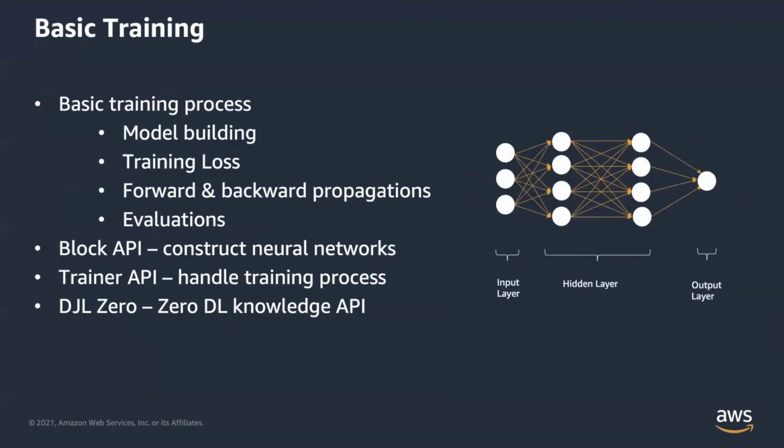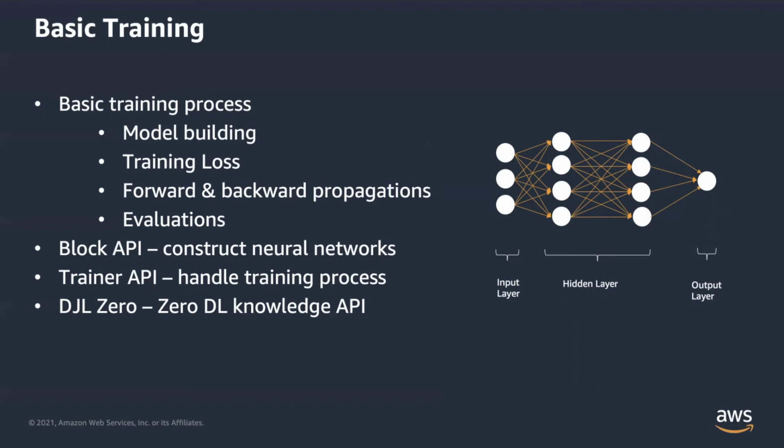Next, let's talk about some basic deep learning concepts. I'm sure you have already learned them, and let's just recap the most important concepts. So we learned about the basic training process. It consists of model building and how to define training loss, and you have to run forward and backward propagations to update your model weights. And then you need to run some evaluations to evaluate how your model is performing, how accurate it is. And then maybe you need to iterate on your model and do the whole process again.